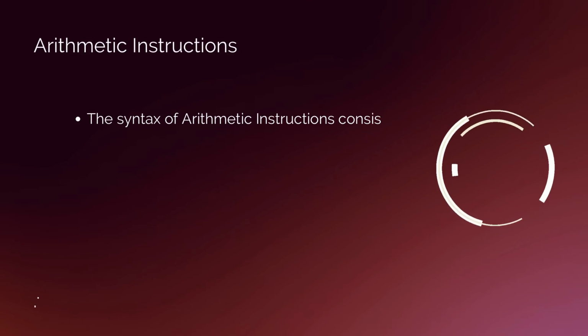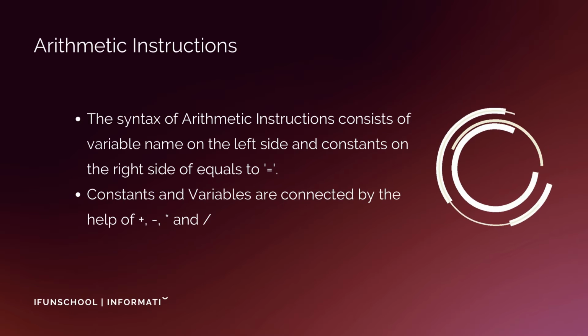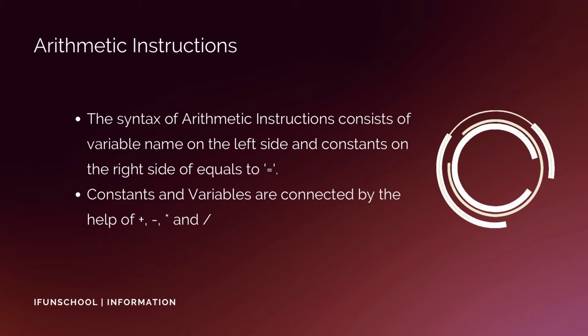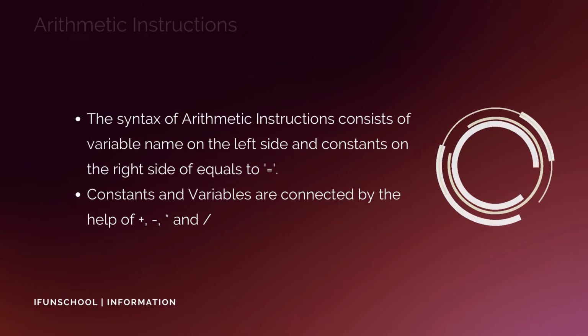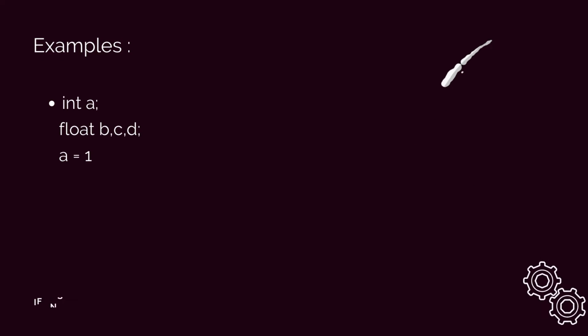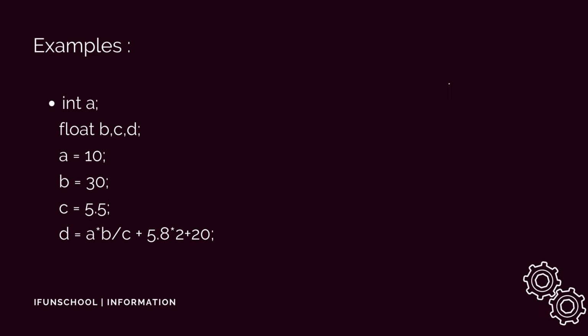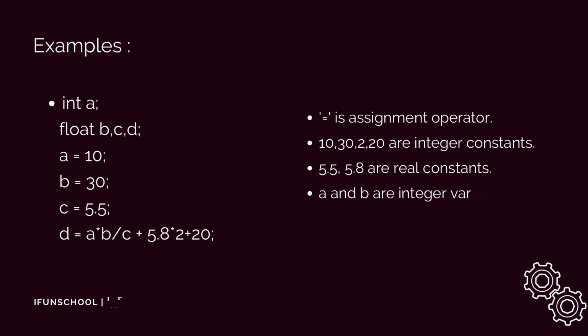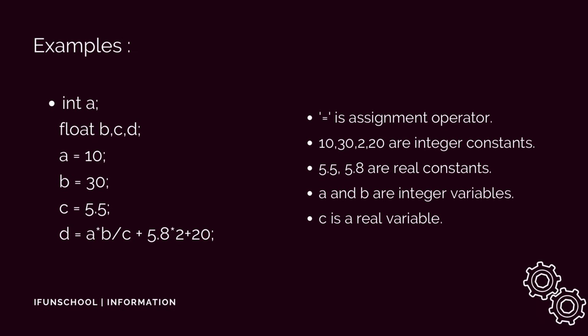It consists of a variable name on the left side and constants on the right side of equals to. And these constants and variables are connected by plus, minus, multiplication and division. You can see an example over here. In this example, equals to is an assignment operator. 10, 30, 2, 20 are integer constants. 5.5, 5.8 are real constants. A and B are integer variables, and C is a real variable.